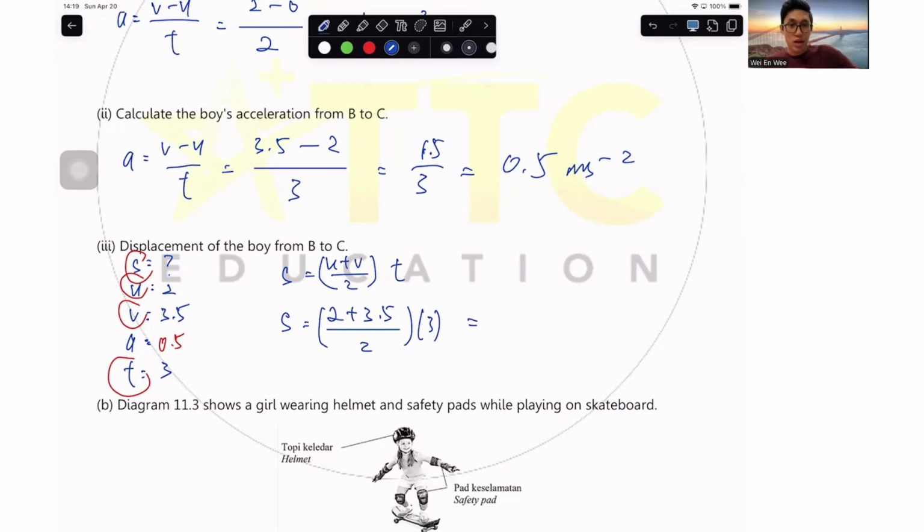Okay, anyone else got 8.25? Is that the correct answer or not? Okay, yes, 8.25, all right? The unit is meter because displacement means how far. Displacement means the distance that you travel. Okay, next one.